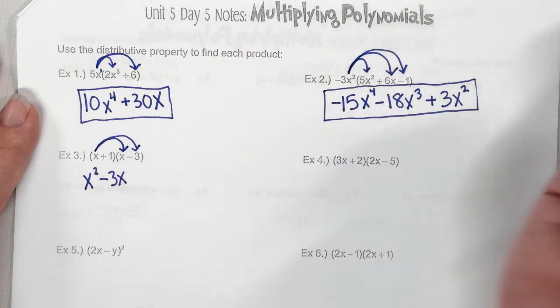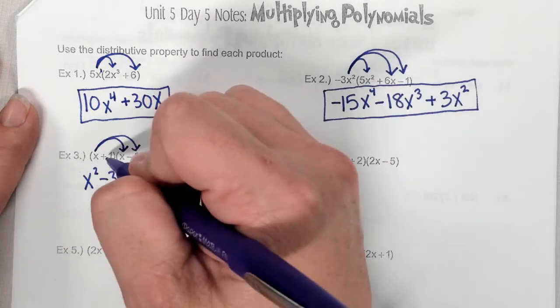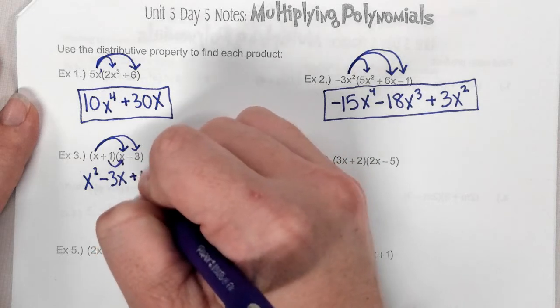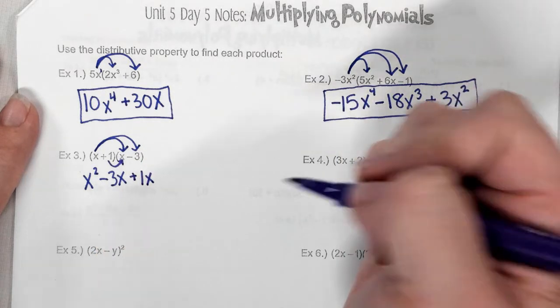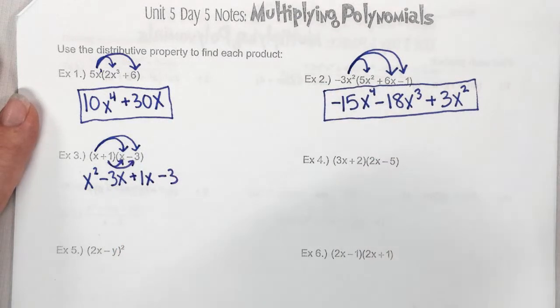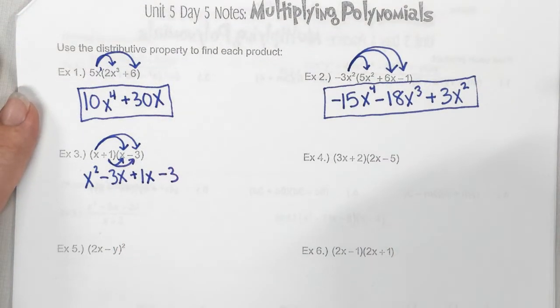And now this is where the double distribution comes in. So the second one, I'm going to distribute the 1 now. What's 1 times x? Just 1x or x, either way. And then 1 times negative 3? Negative 3. Can that be simplified?